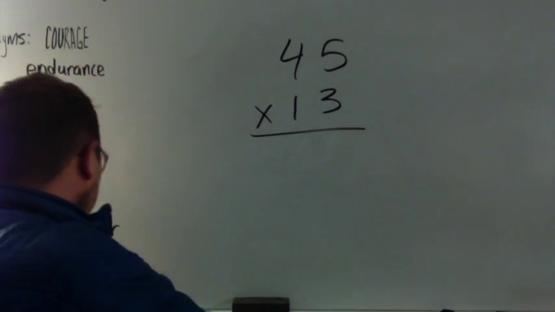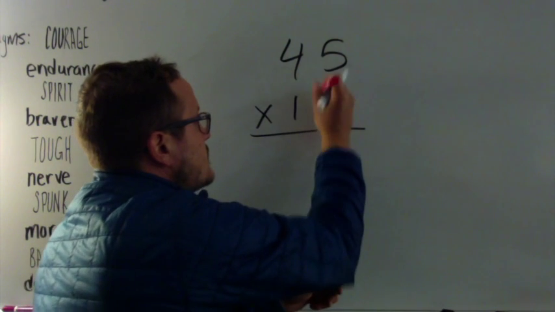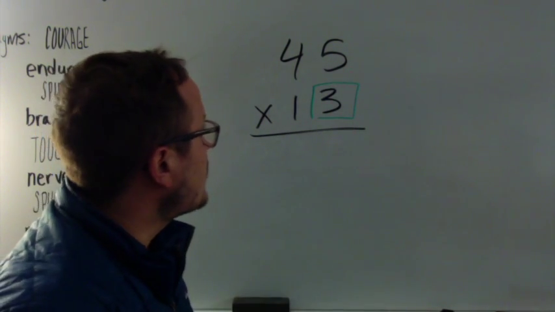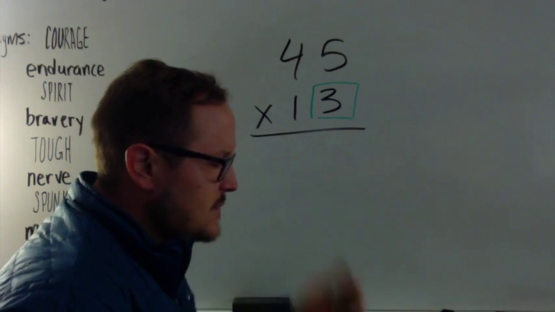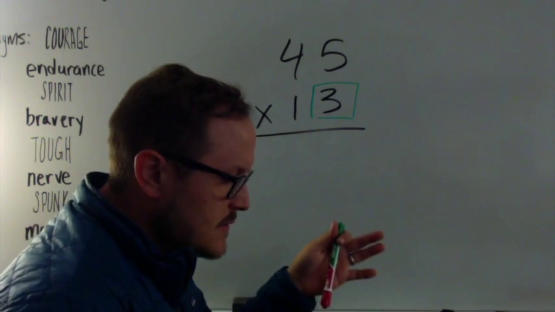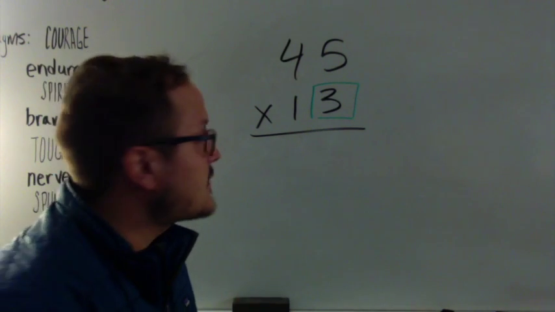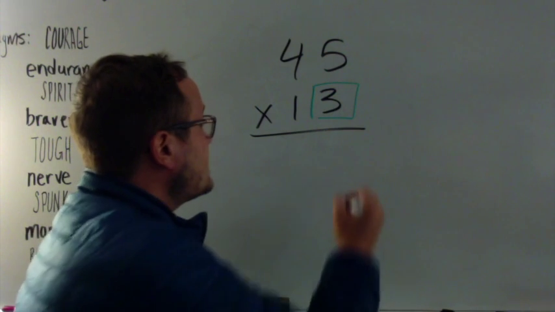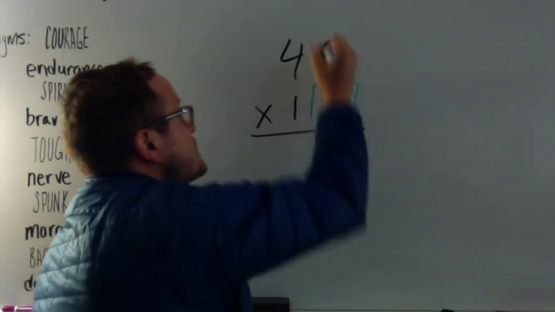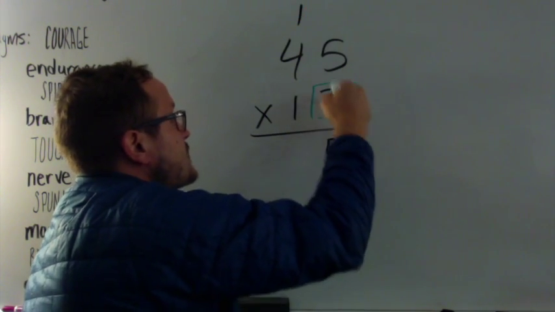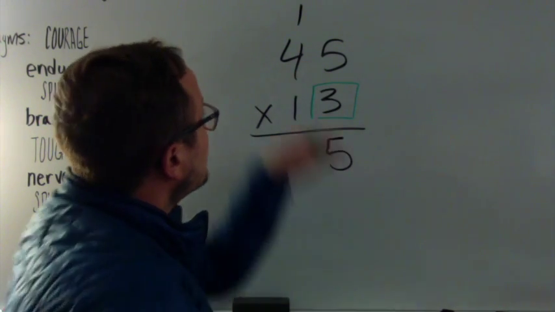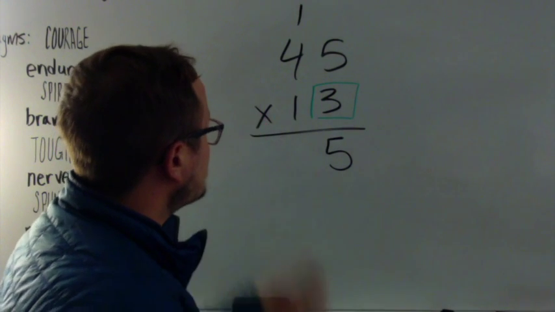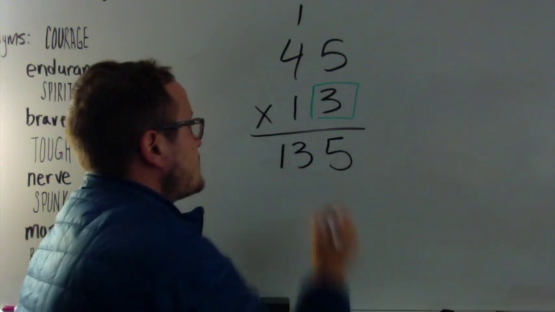Sometimes I'll have kids, if they're working on dry erase boards, highlight the digit they're working with, just to give a visual cue. We call it zooming in. The kids and I talk about that. In this case, 3 times 5 is 15, remembering to drop the ones and carry the 10. And then 3 times 4 is 12, remembering to add the 10 that you carried. So 3 times 4 being 12 plus 1 is 13.